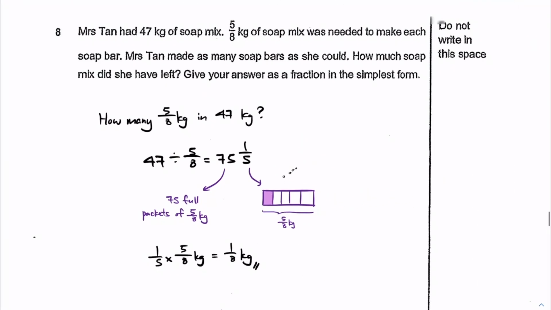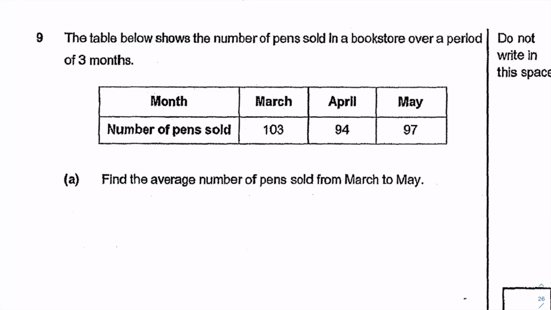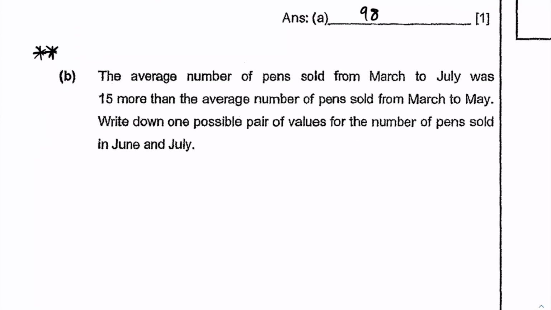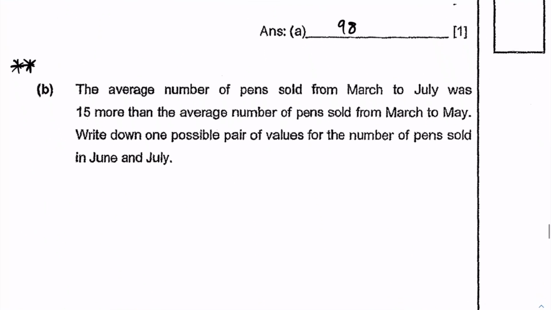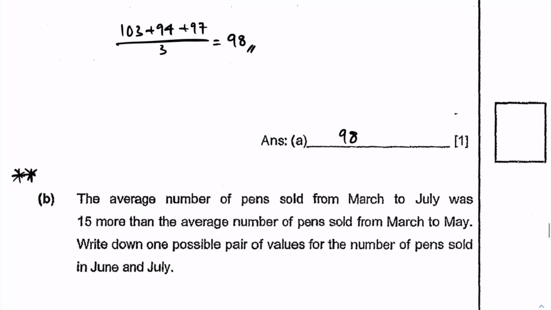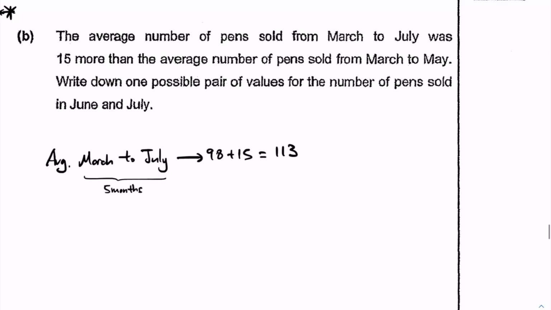That's the remaining. Well, the first question here is a giveaway. What's the average soap from March to May? Well, March to May, sum them all up, divided over 3 months. The average, therefore, is 98. The average number of pens sold from March to July, oh, we've got 2 more months now, right? May, June, July, 2 more months. The average was 15 more than the average of pens sold from March to May, the number that we had just found.